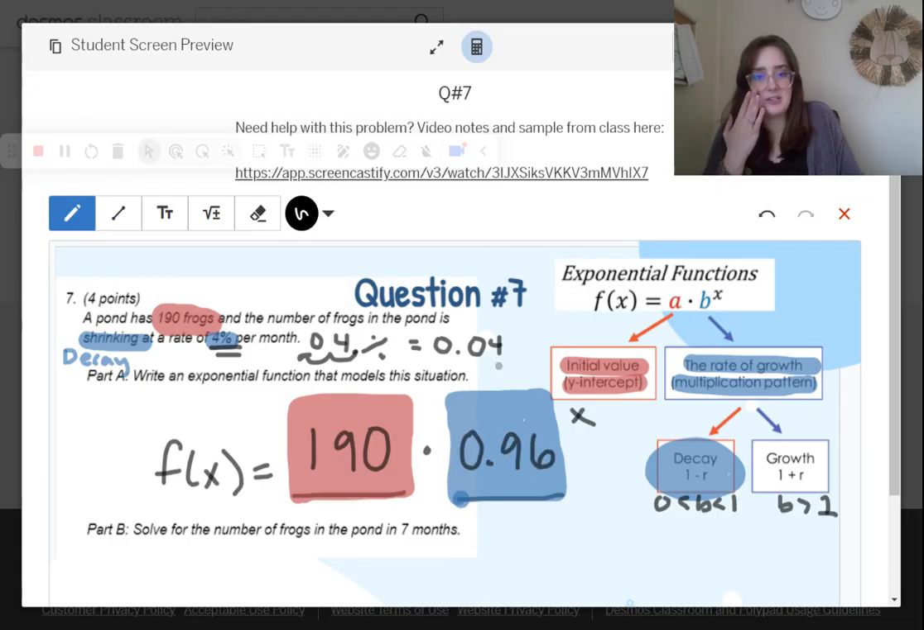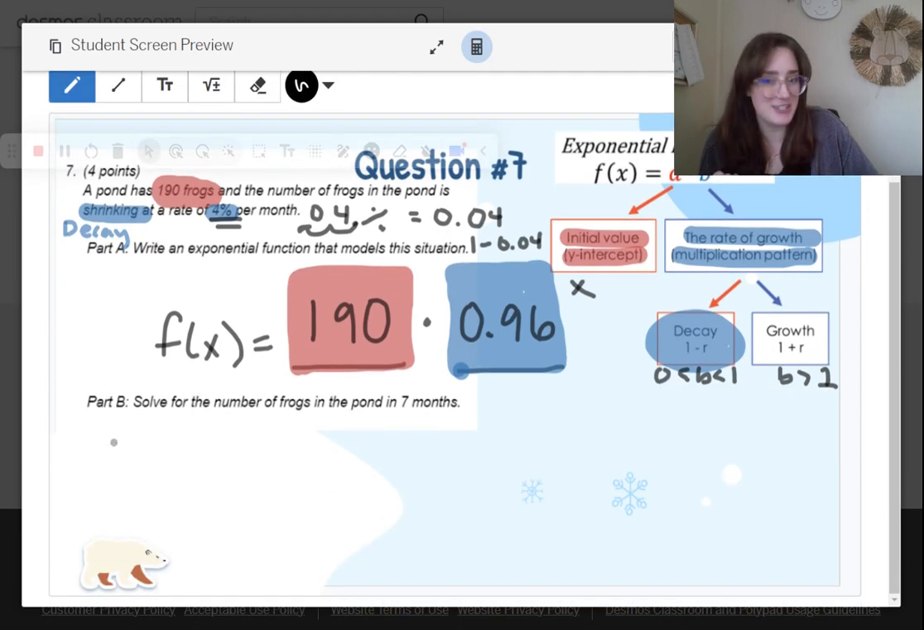0.96. All right, so again, we took that rate. It was 1 minus 0.04. That's how we got 0.96. Cool. We've got our equation. It is decay. It's a number between 0 and 1, right? Kind of like checking our work. And our initial value, starting value is 190.